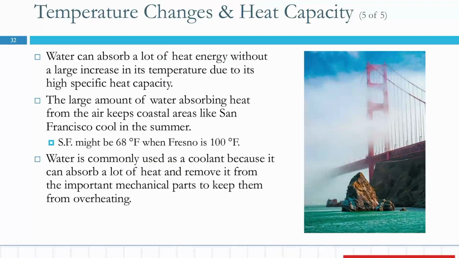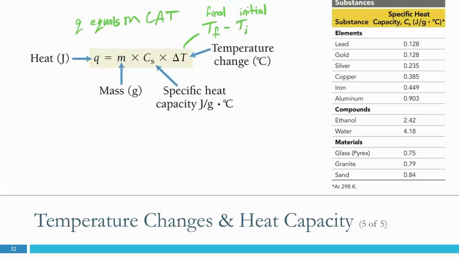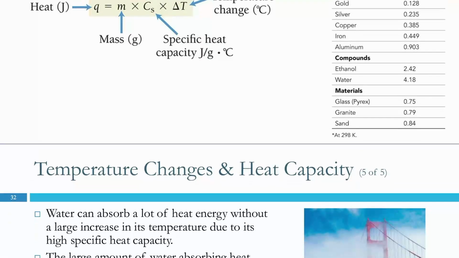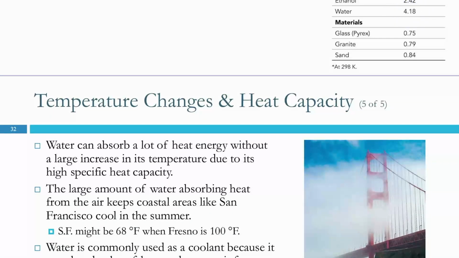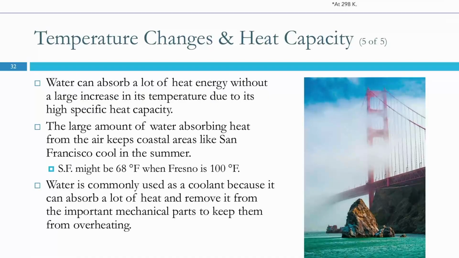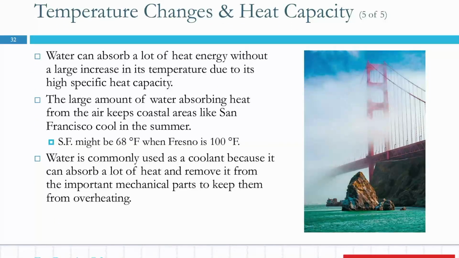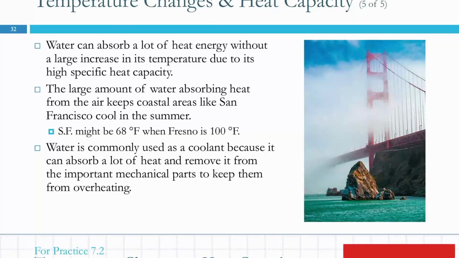Water can absorb a lot of heat because of its high specific heat capacity, a value of 4.18, which is really large. Most of the metals are under 1. Some of the things that conduct really well are like this 0.128, very conductive in terms of heat. Water has a really high heat capacity, so it takes a lot of energy for it to raise or lower its temperature. So areas like San Francisco that are surrounded by large bodies of cold water, that large body of cold water can absorb a lot of heat out of the air, so it keeps the surrounding air relatively cool.